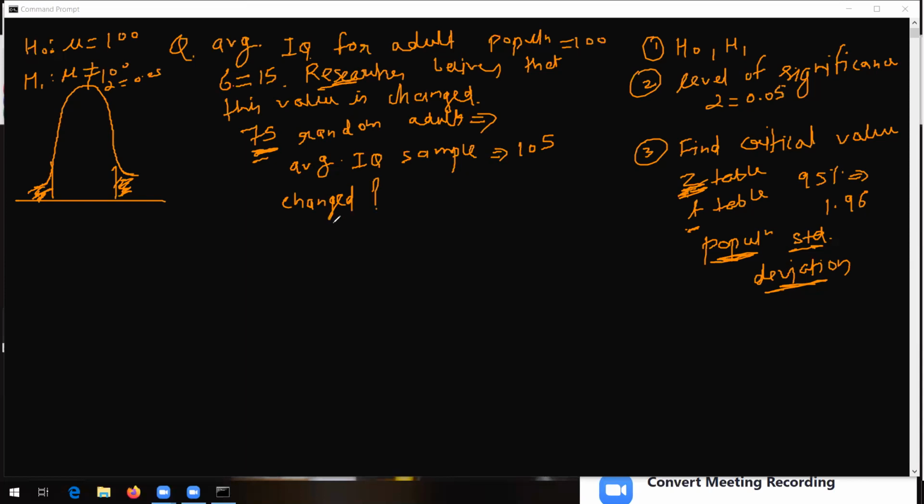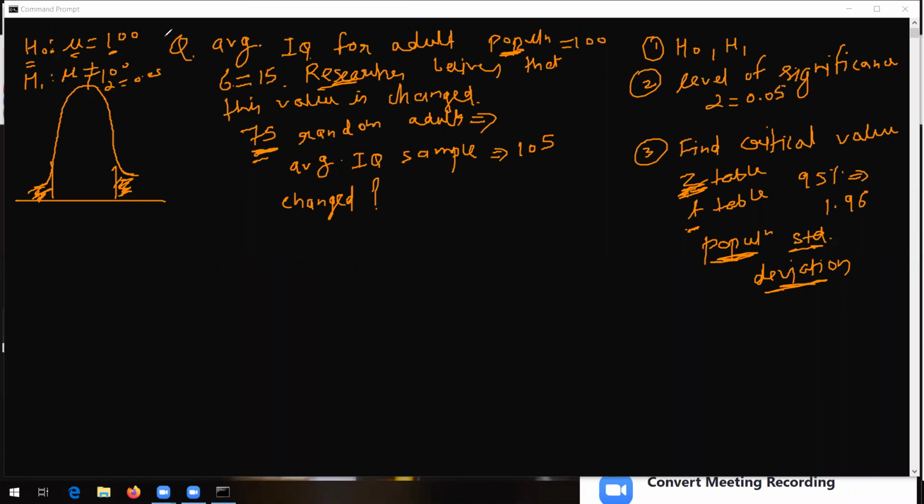Average IQ has changed. Is there enough evidence to suggest that the average IQ has changed? That's what we are doing: we are trying to assume that mu, the average of the population, is 100. We are assuming that it is still 100. That is our null hypothesis. And the alternate hypothesis is that it has changed, which means it is not equal to 100. That's why I have taken it like this.